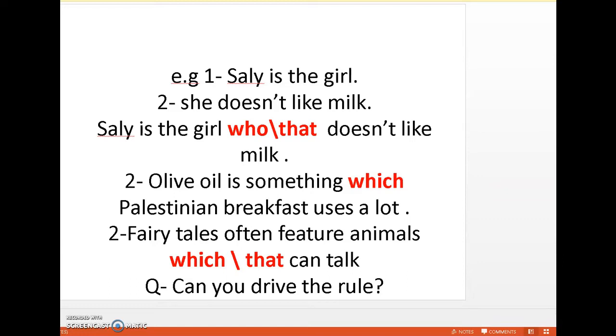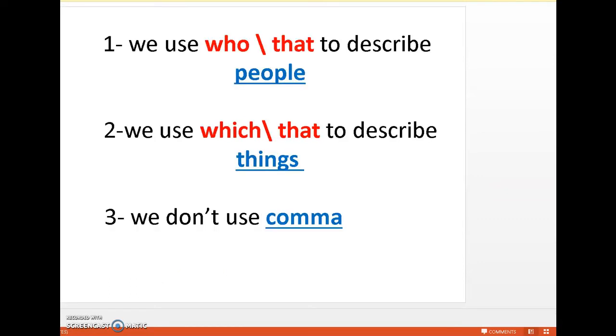Sentence number 3. Fairy tales often feature animals. They talk. Fairy tales often feature animals which or that talk. Can you derive the rule? We use who or that to describe people. We use which or that to describe things. We don't use commas.